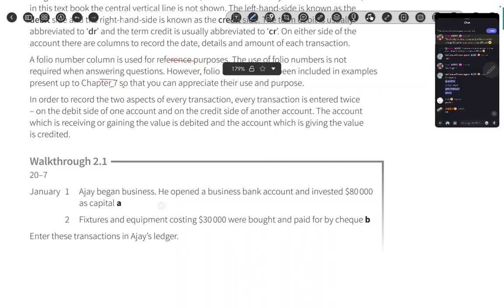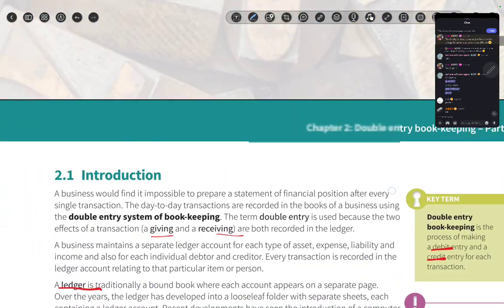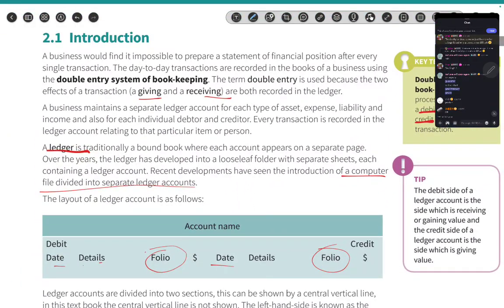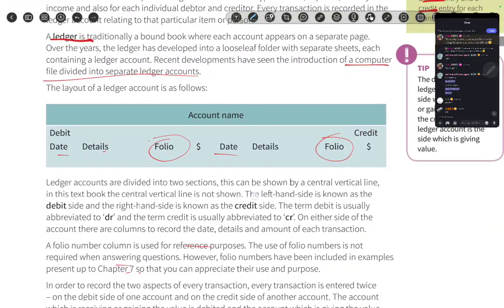Ajay began business. He opened a business bank account and invested 80,000 as capital. What are the two accounts over here? The first account is the business bank account, and the second account is the capital account. Which account is giving the money and which account is receiving the money? He opened a business bank account and invested 80,000 as capital. The bank account is giving money to the capital account, right? So what do we see here? Did they tell anything about how to record the entry? Not yet.